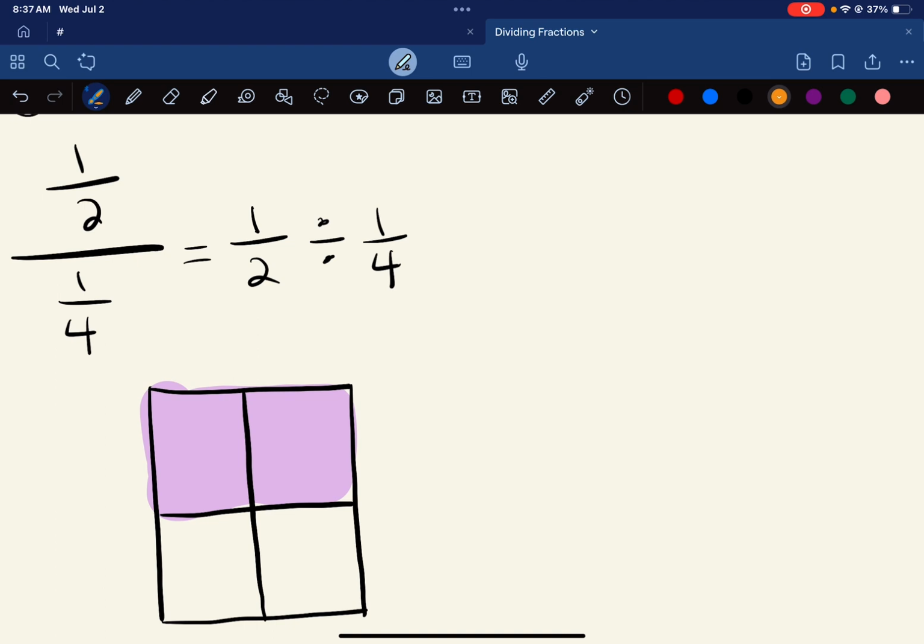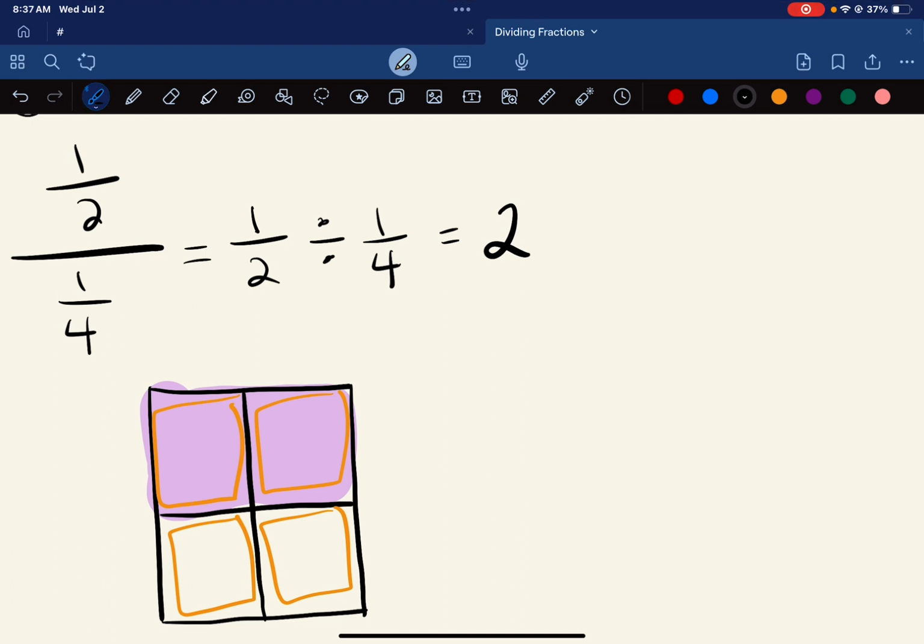So how many fourths do I have shaded? So remember, here's 1, there's a fourth, there's a fourth, there's a fourth, and there is a fourth. How many of those fourths are shaded? 2 of them. So 1/2 divided by 1/4 just gives us 2.